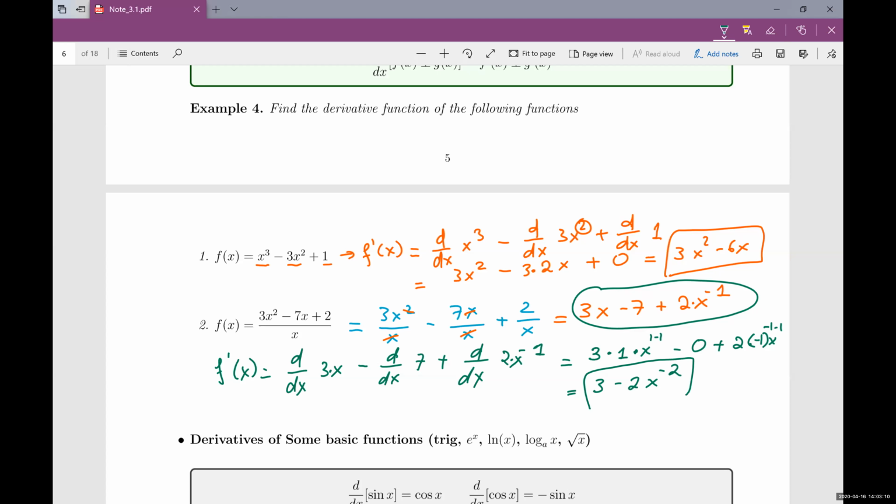So this is going to be your final answer. Or if you want to bring the x to the -2 down to the bottom to make the power positive, it can be written this way: equals 3 minus 2 over x squared. Okay, these both are correct answers. They're just written in different forms.